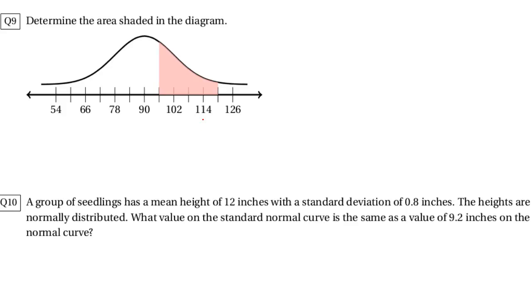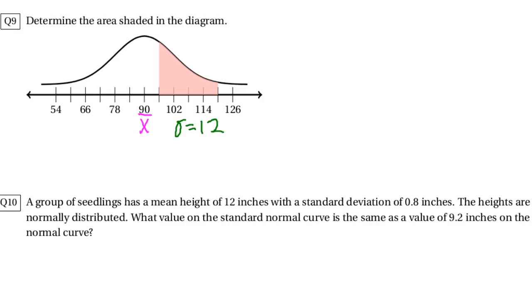Okay, so taking a look at this problem right here, they say what is the area in the shaded area in the diagram? Well, taking a look here, I can see that my x bar is 90, and okay, they gave me a standard deviation. We did this in an earlier problem. This standard deviation is going to be 12.